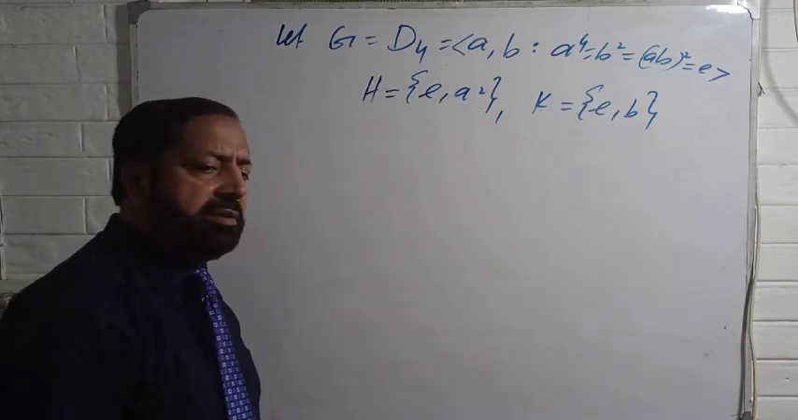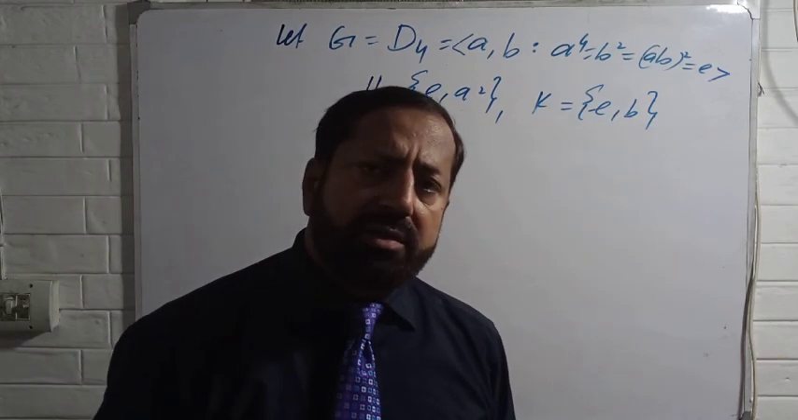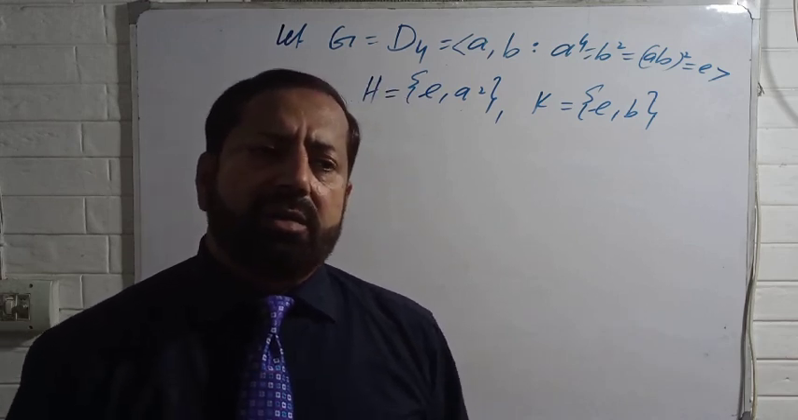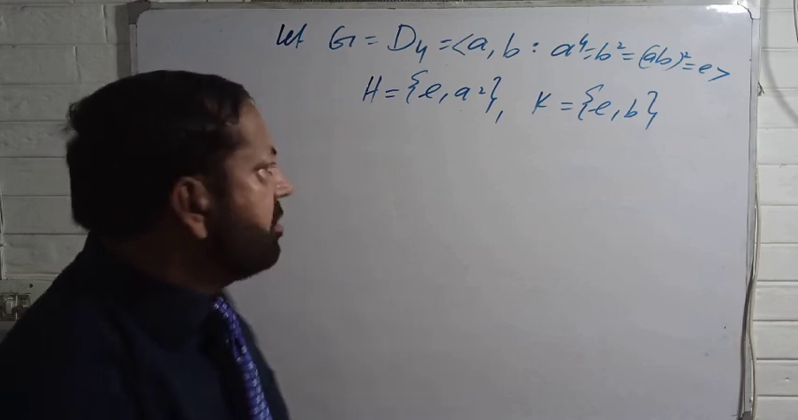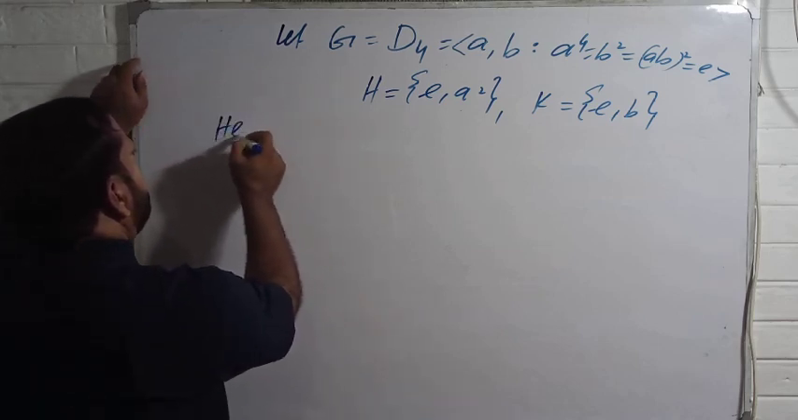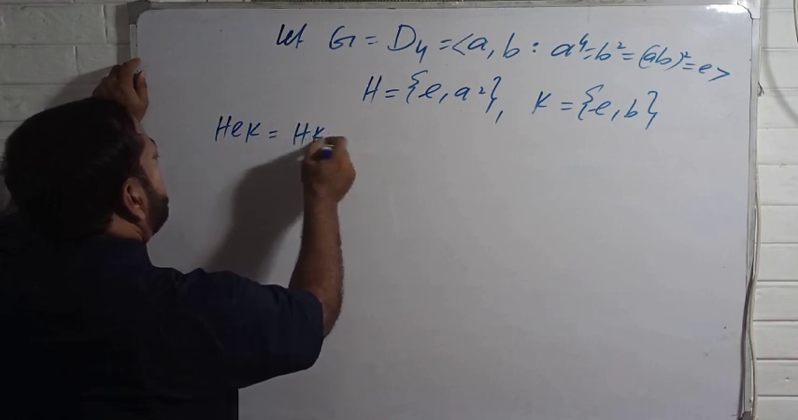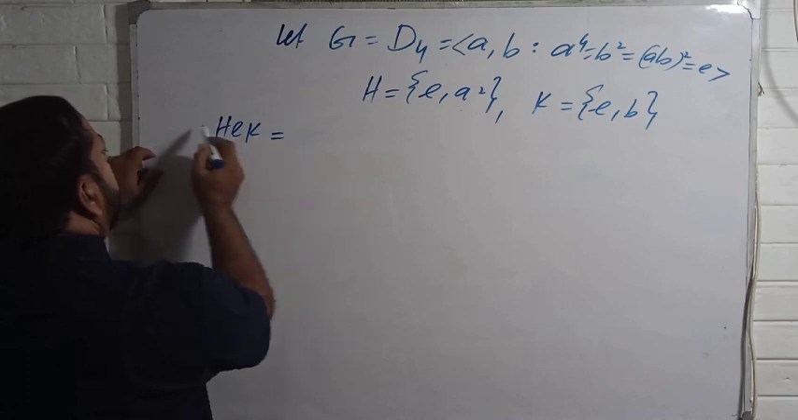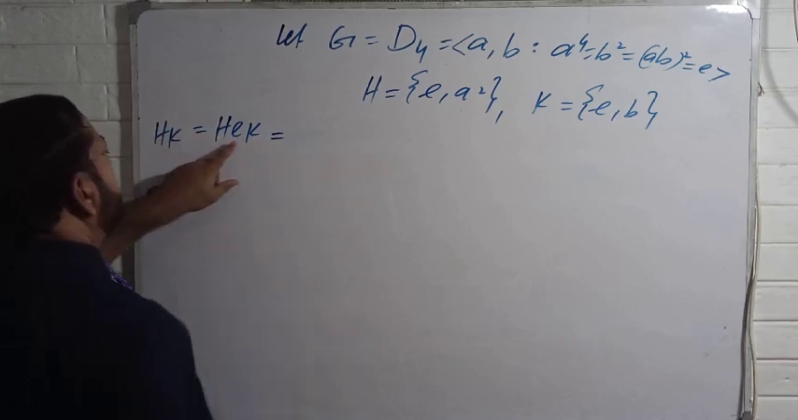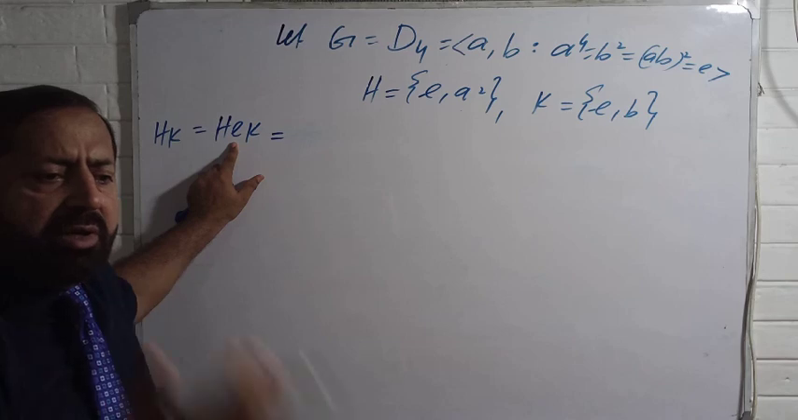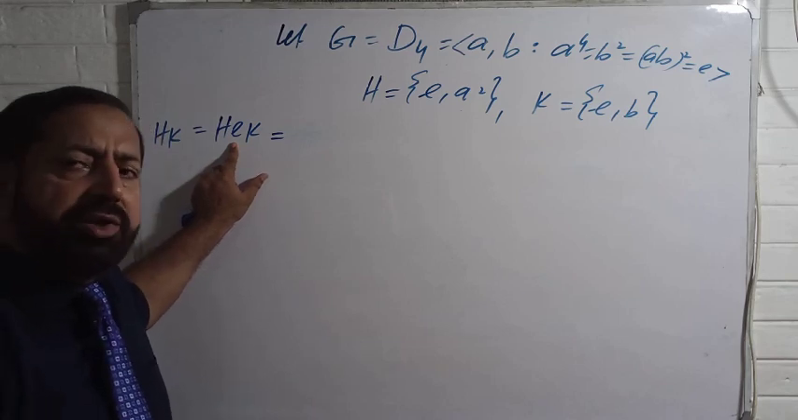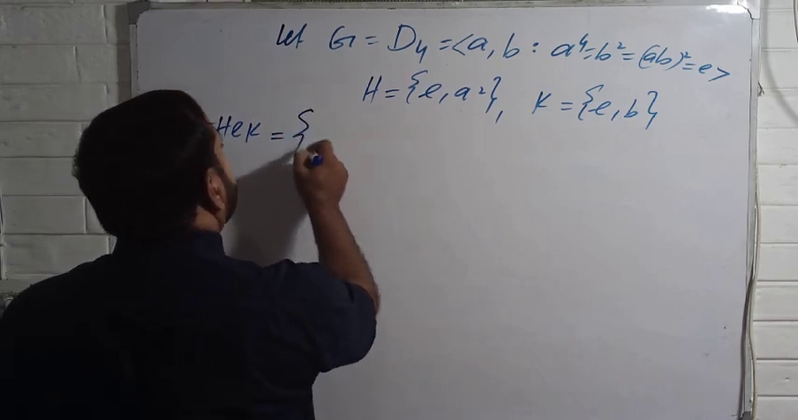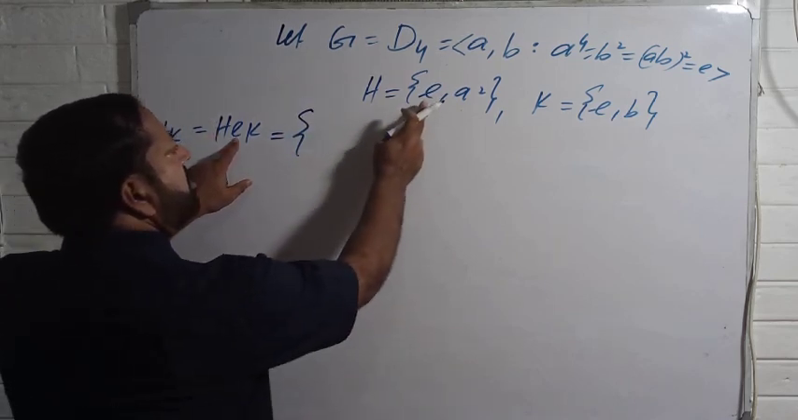So you can find all double cosets modulo HK determined by elements of G. The first one is HEK. This is simply HK. Since E is the identity element, you can absorb it anywhere in H or in K. E is the fixed element, so start from here.